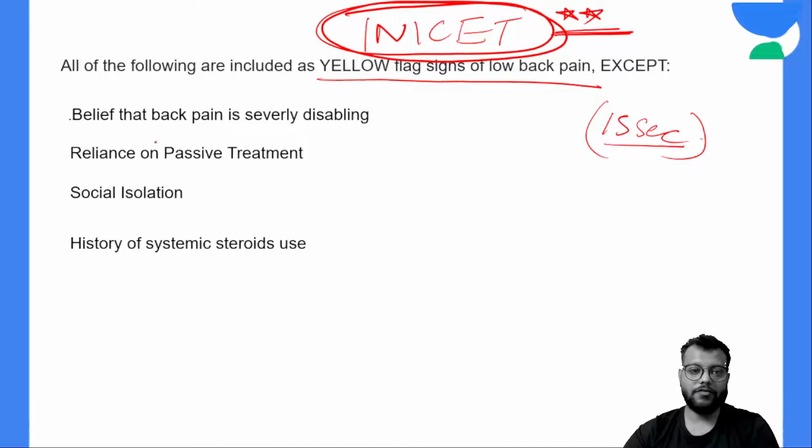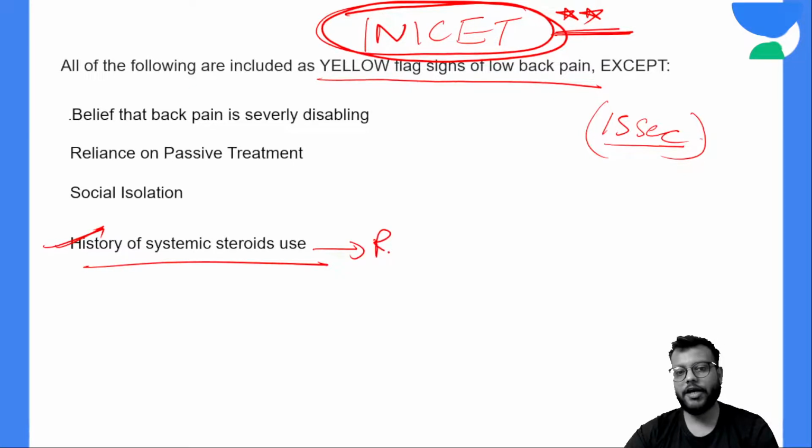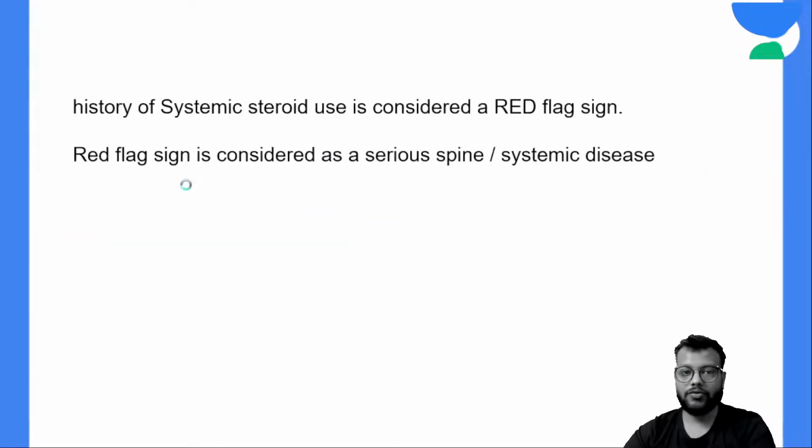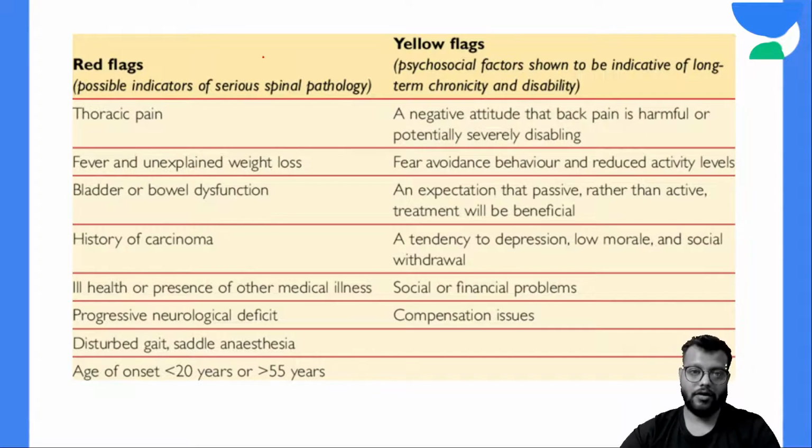Okay, so the answer for this question is your history of systemic steroids. It is a red flag sign. Rest all are yellow flag signs. That is back pain relief. Believe that back pain is severely disabling. Okay, reliance on passive treatment, social isolation. So these are all the yellow flag signs.